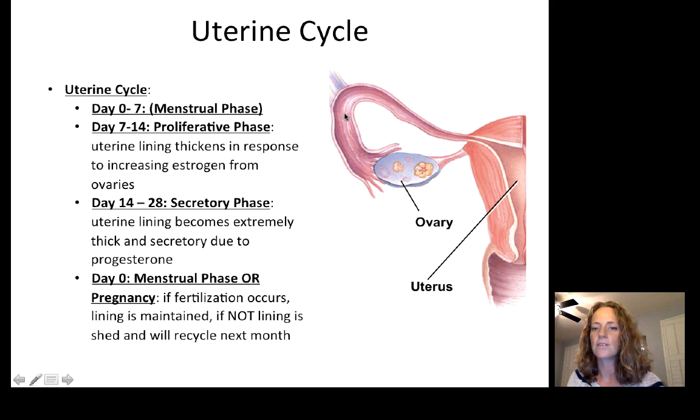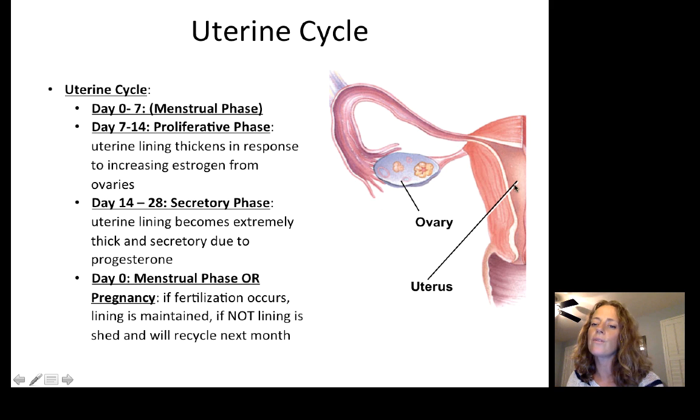So as the egg is ovulated and then travels through the fallopian tubes and down into the uterus, the uterine lining will become thicker and thicker and more secretory due to the progesterone that is secreted from the corpus luteum. So progesterone from the corpus luteum is supporting pregnancy primarily by supporting the uterine cycle, and that is thickening the lining of the uterus so that it is ready for the implantation of a potentially fertilized egg.